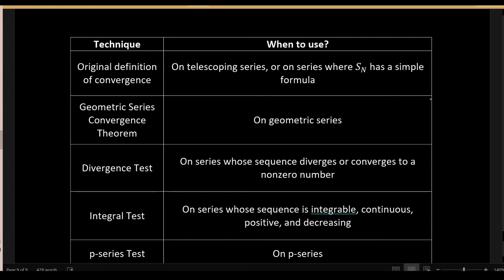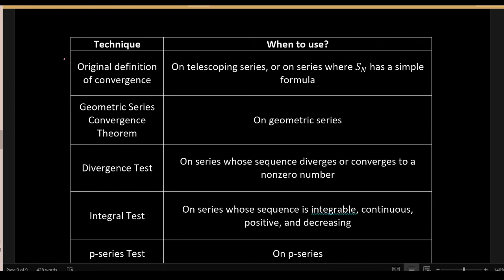The first technique that we had was the original definition of what it meant for a series to converge. So that technique was to find a formula for the nth partial sum and then to take the limit of that formula as n goes to infinity. Now, this is most conducive in a situation where you have a telescoping series, or in more general terms, any series where S sub n has a really simple formula, something that you can easily simplify and easily take the limit.